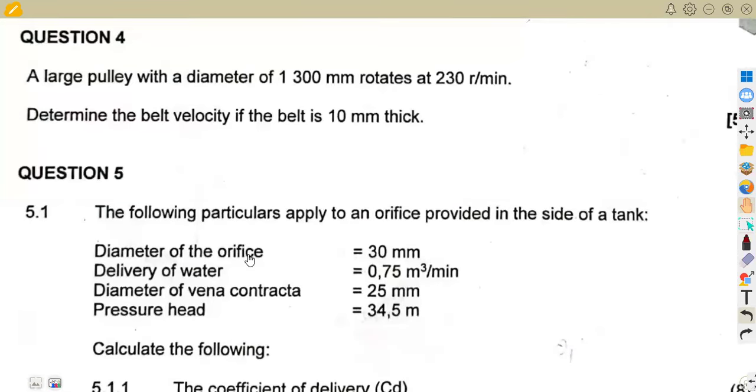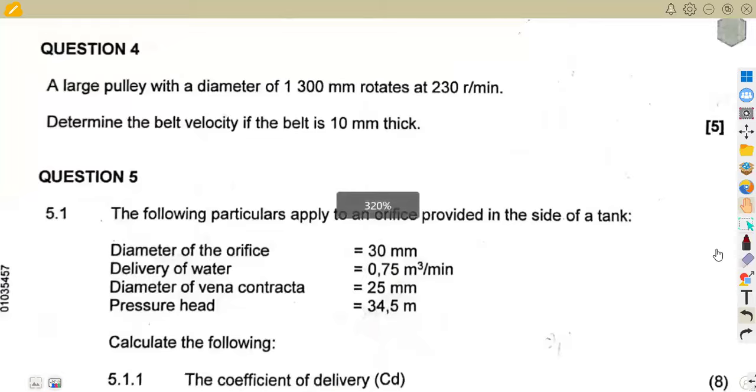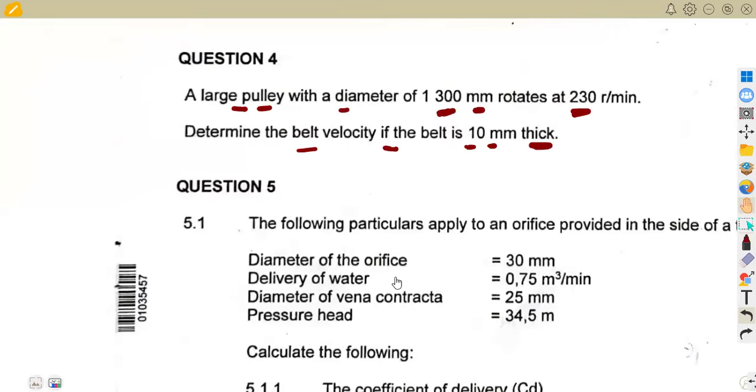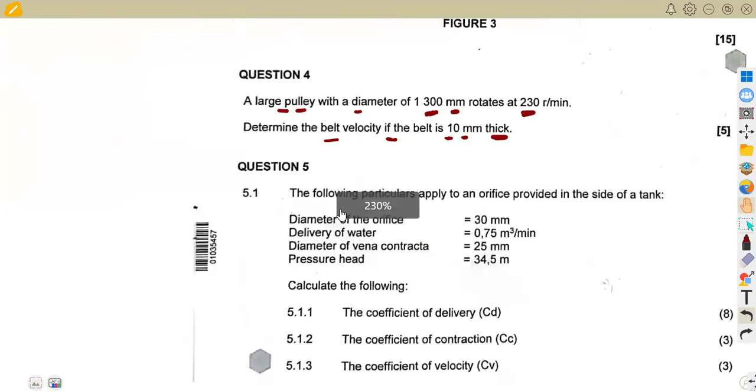All right, so question number 4. This was belt drives. So let us see what we are given here. We are given that a large pulley with a diameter of 1,300 millimeters rotates at the speed of 230 revolutions per minute. Determine the belt velocity if the belt is 10 millimeters thick. There is the thickness there. So this was a direct question, guys.